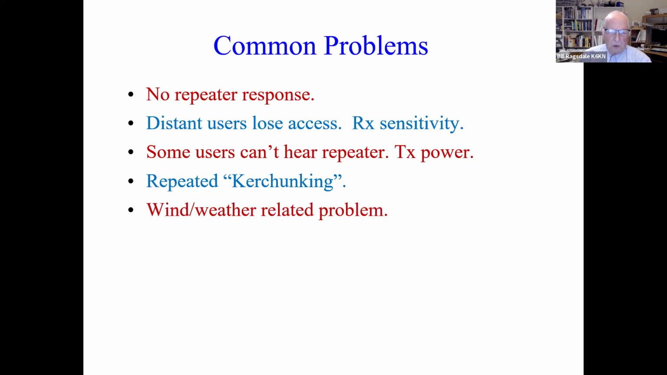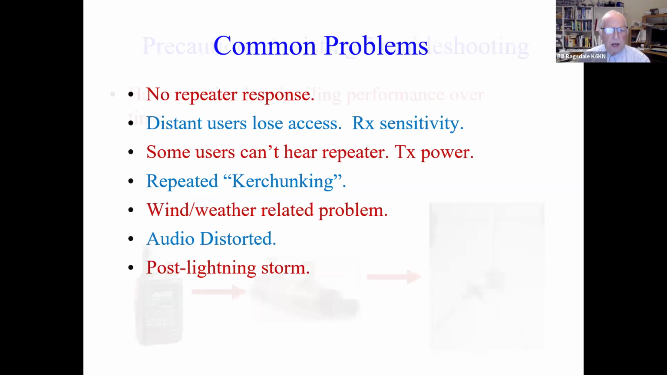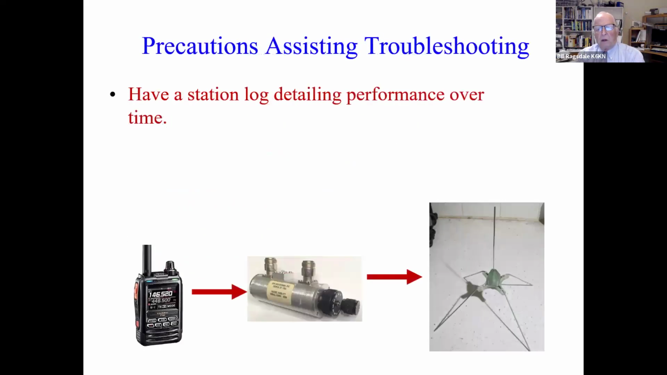Another one, which we just experienced, was wind and weather related problems. Another one is distorted audio. And then some comments about what could happen after a lightning storm. So here are a few precautions to take before you have a problem, and that is to do a remote repeater sensitivity measurement.